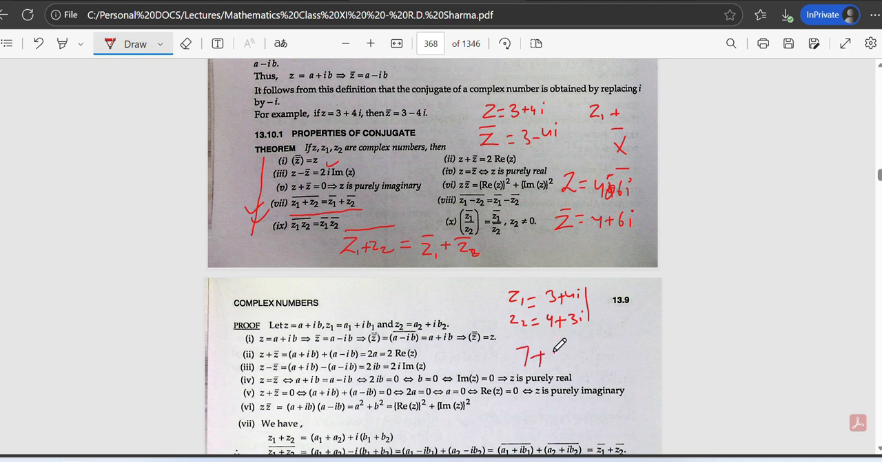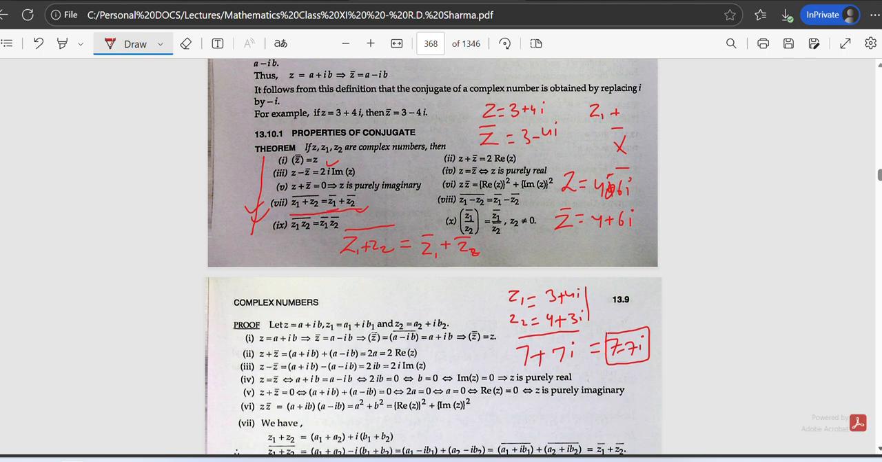Okay, so let's say I'm talking about z1 plus z2, add it, so it will become 7 plus 7i. Okay, and if you do the bar of that, so 7 plus 7i bar means 7 minus 7i. So now you want to prove that 7 minus 7i is equal to z1 bar plus z2 bar.